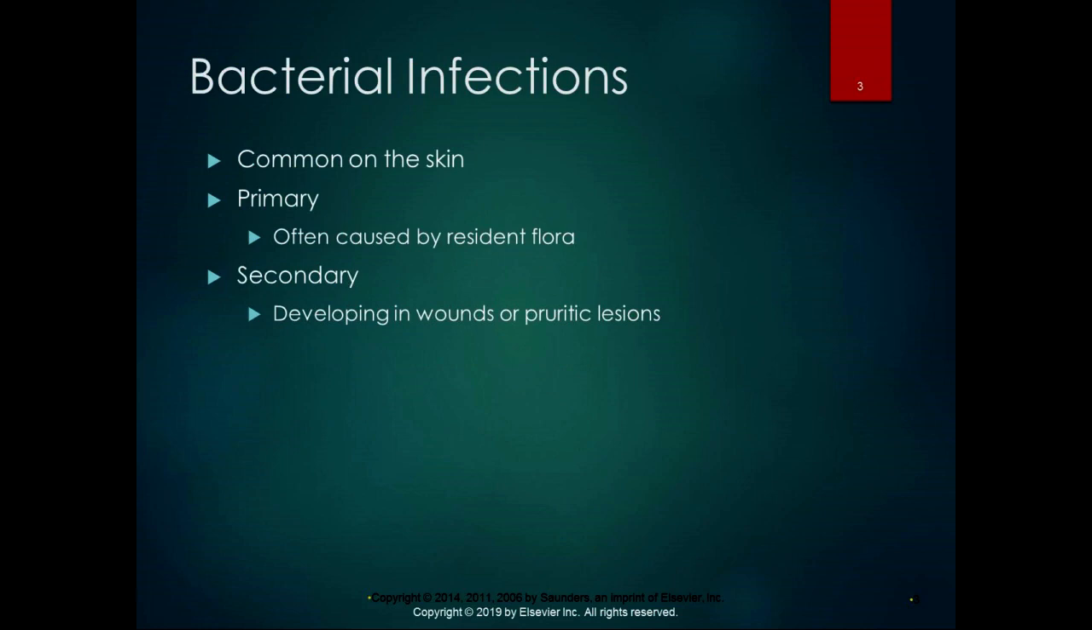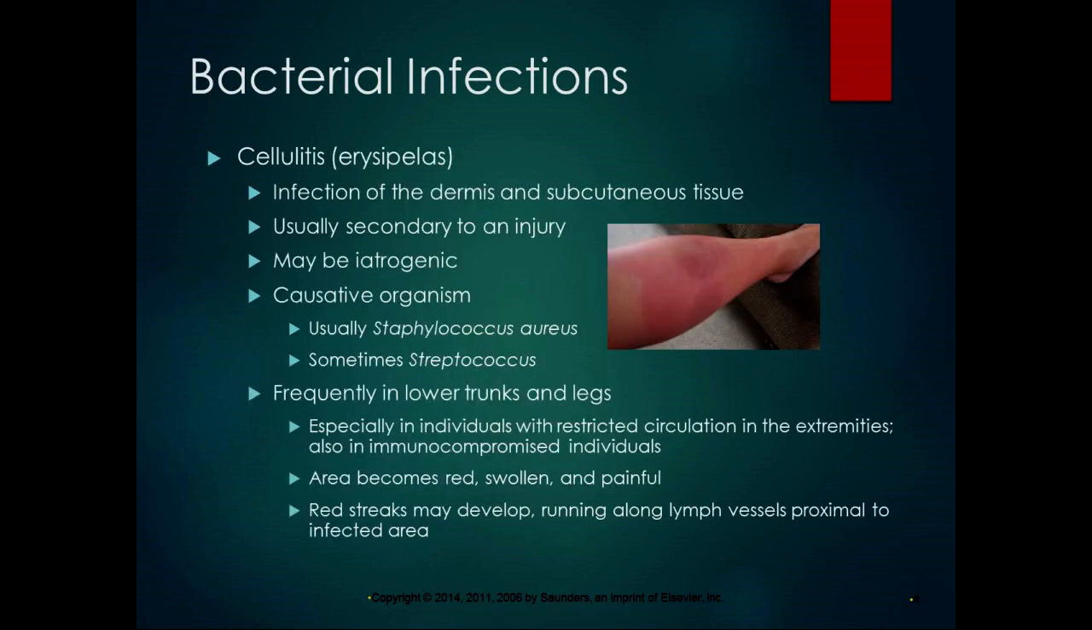Bacterial infections are common on the skin, and the primary infections are often caused by our lovely resident flora. Secondary infections can develop in wounds or in pruritic lesions. So cellulitis, oh my gosh, you see so many people in the hospital with cellulitis. Erysipelas is the medical name for cellulitis. It's an infection of the dermis and subcutaneous tissue, and it's usually secondary to something else, often an injury. Maybe iatrogenic, meaning it was caused by some other medical treatment.